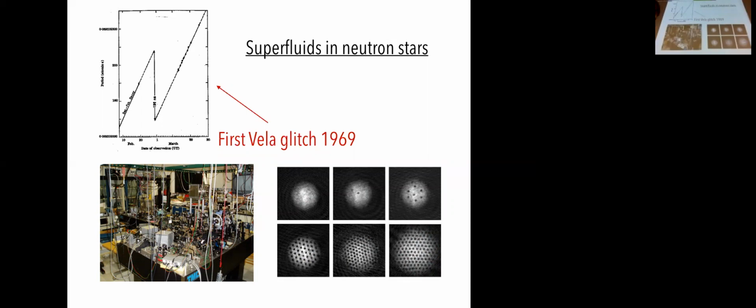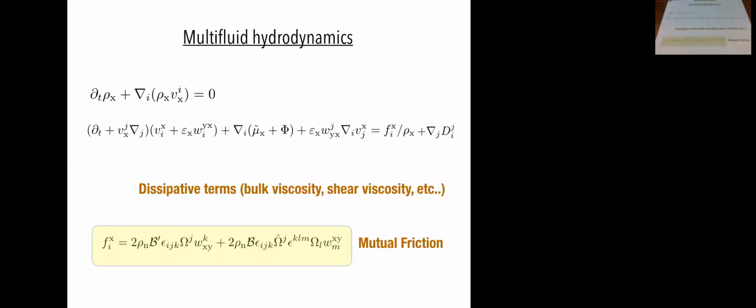How was this interpreted? Well, interpreted in terms of superfluid. The idea is that you have some superfluid component in the interior that's storing angular momentum that's decoupled from the spin down of the normal component. And then when you have the sudden recoupling, you have this exchange of angular momentum and you get the glitch.